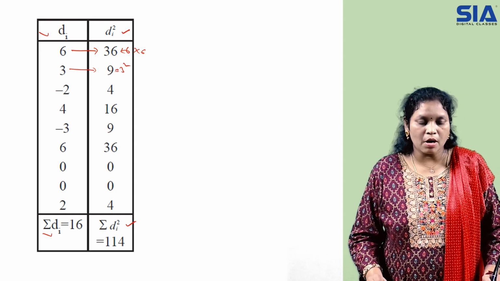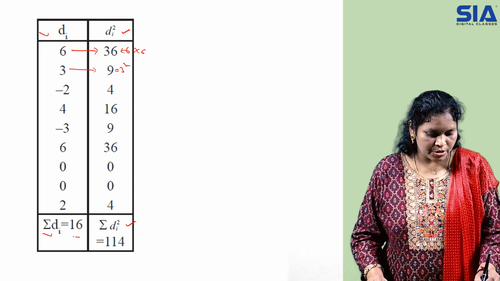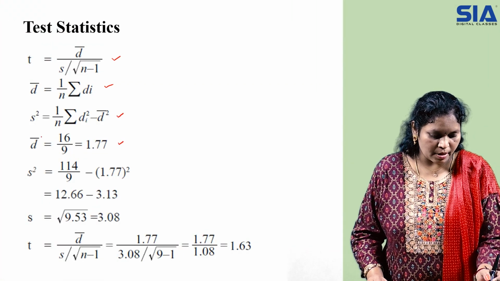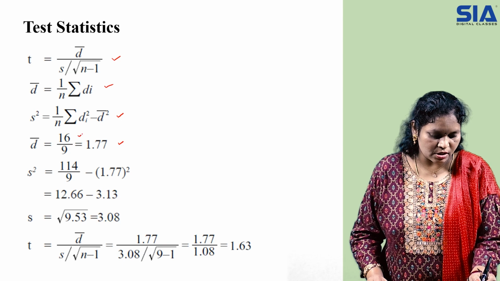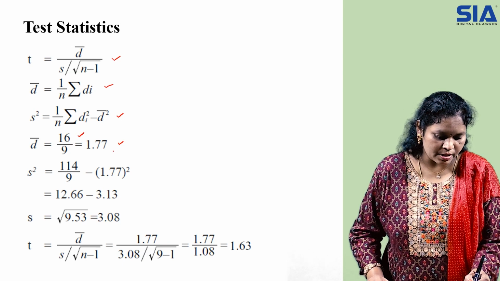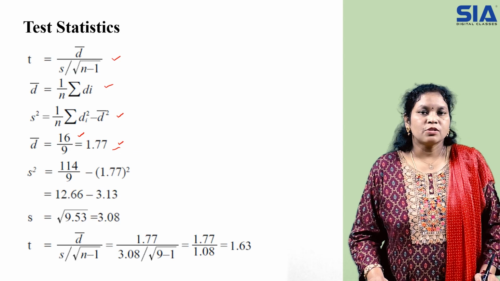So let us obtain d bar first. Total of summation di we got as 16. So d bar value here, total of d is 16, so 16 by sample size 9 we have. So 16 by 9, 1.77 I have obtained here. So d bar is done.